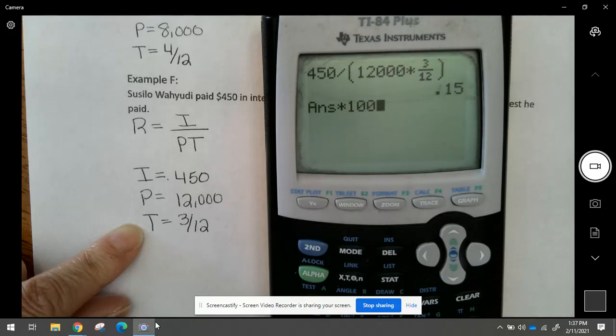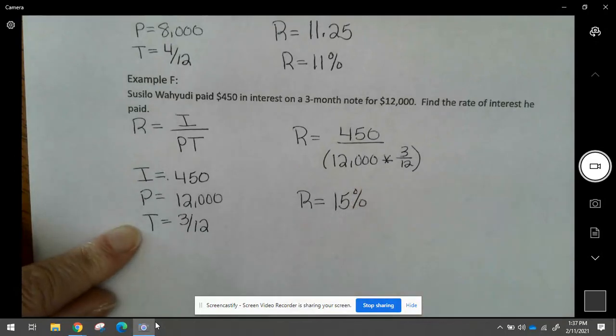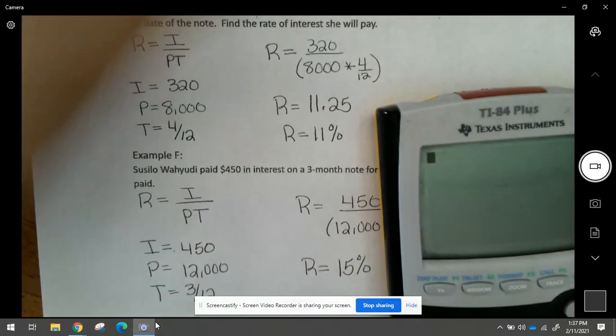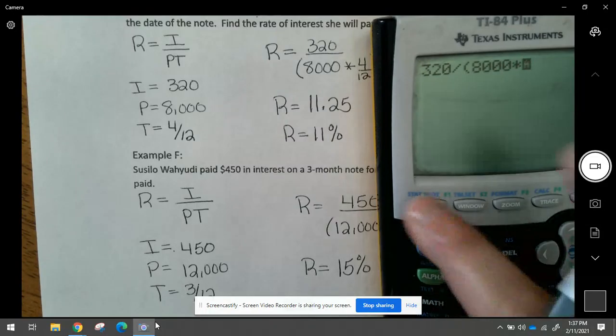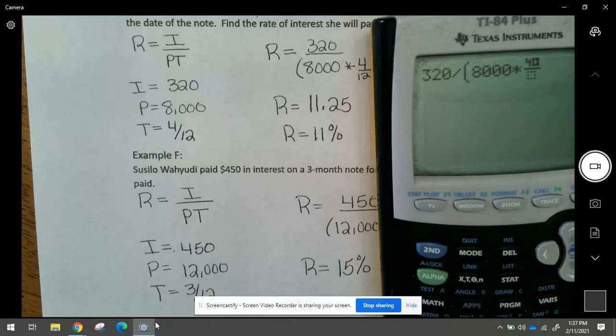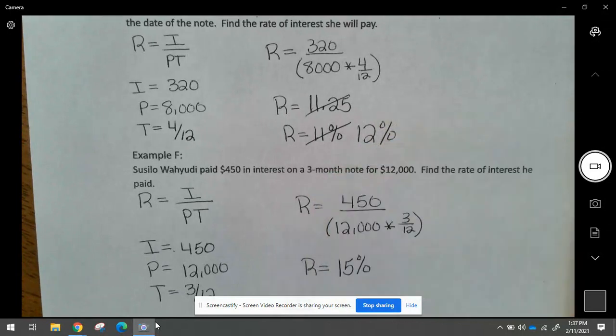Remember, that's just the decimal representation. Multiply by 100 to get your percentage, 15%. And I want to go back to this problem right here because I think I made an error of some sort. Let's try this again. 320 divided by 8,000. Yeah, I made a mistake somewhere. So this should be 12%. I knew that didn't seem right.